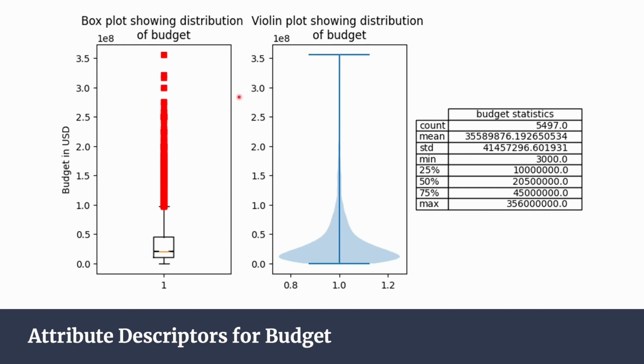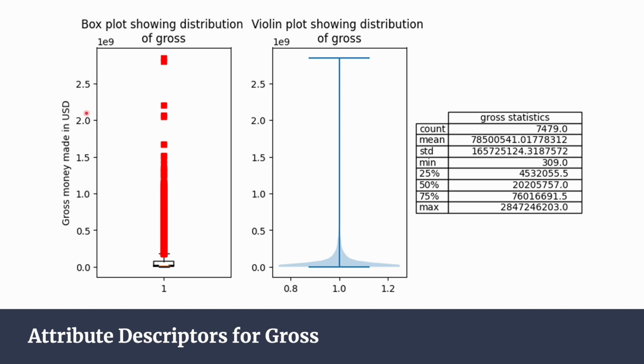Then we have the distribution for budget. As you can see, $35 million approximately is how much an average movie spent on their production. We can see a lot of outliers, but they're not actually outliers. It's just a lot of big blockbuster movies that spent a lot of money, like Avatar or Titanic and stuff like that. And then the gross distribution is very similar to the budget distribution, with a movie on average making $78 million.